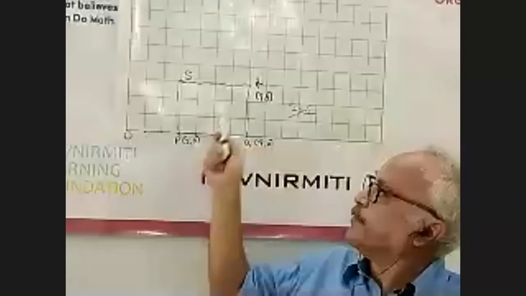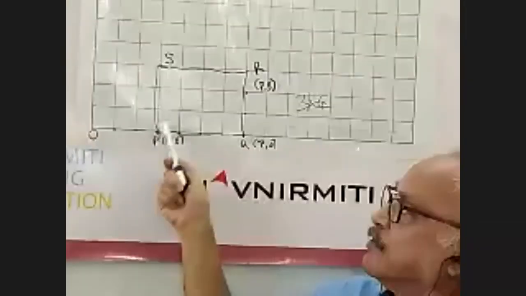Okay, so we go to the next problem. Your next problem is, measure the distance from P to R. Draw a line PR. Draw the diagonal. It is PR. It is 5 centimeters.